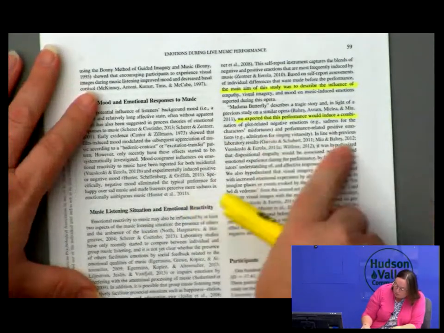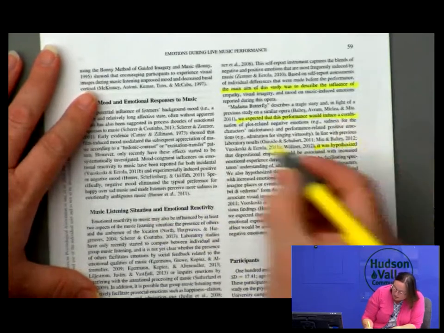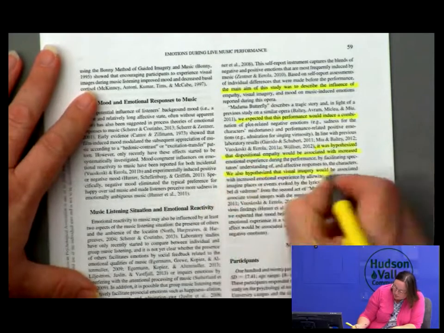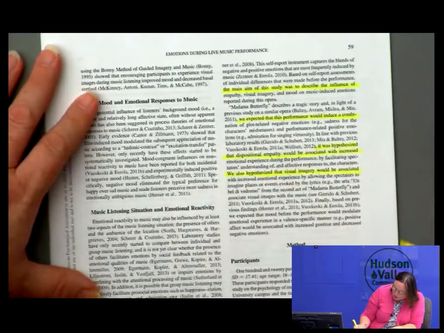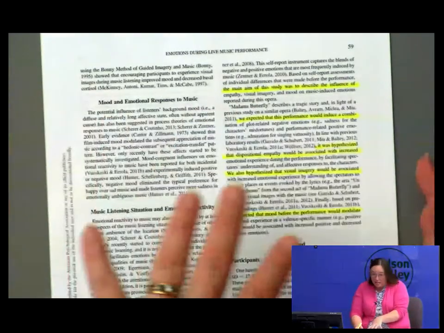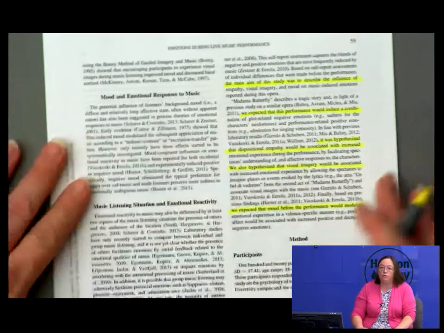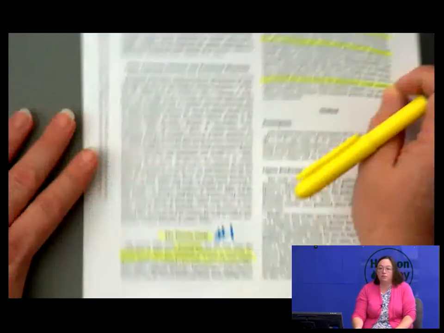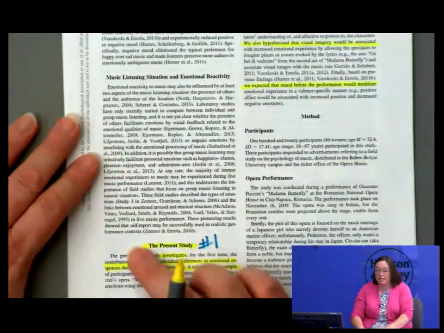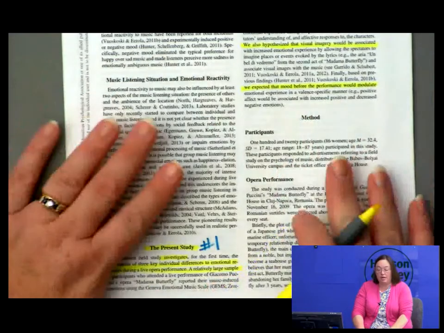So just keep skimming, looking for, oh, look, they were even nice. It said it was hypothesized. Ha-ha. We also hypothesized. We expected. All of those phrases indicate an educated guess. That's your hypotheses. So the first paragraph here, before the method section, as well as the paragraph before that where it says present study, in this study, that is where you will find the research questions, the hypotheses.